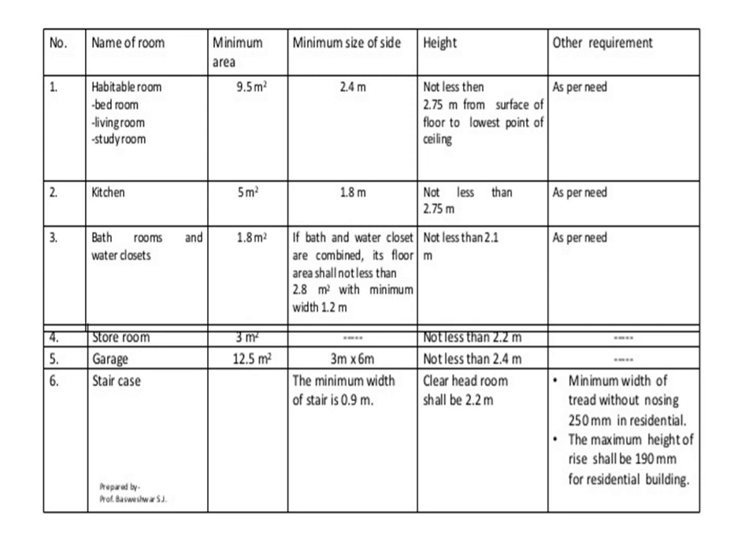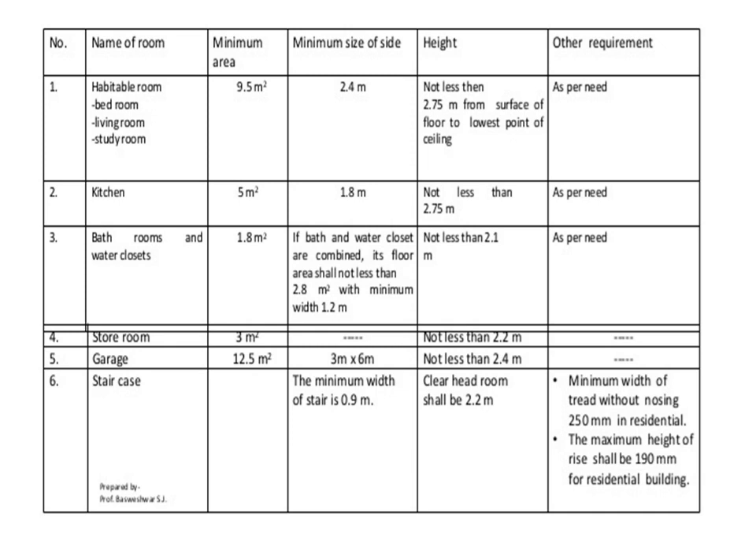Then the second room is kitchen. So the minimum area of kitchen should be 5 meters square, with the minimum size of side shall be 1.8 meter, whereas the height shall not be less than 2.75 meter, and other requirements are as per need.